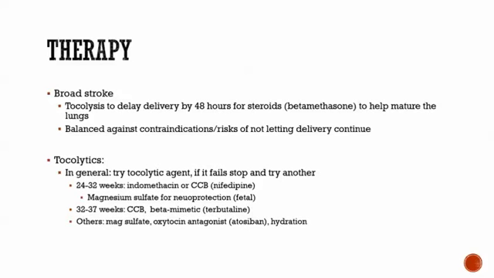But these are the go-tos. Indomethacin or nifedipine calcium channel blockers for the early 24 to 32 weeks. Later on, 32 to 37 weeks, calcium channel blockers, and also beta-mimetic agents. And when you're doing this, you want to be thinking about fetal lung maturity, giving steroids. Generally at less than 32 to 34 weeks, you'd probably want to try to get a day or two of steroids if it's safe to do so before delivery.